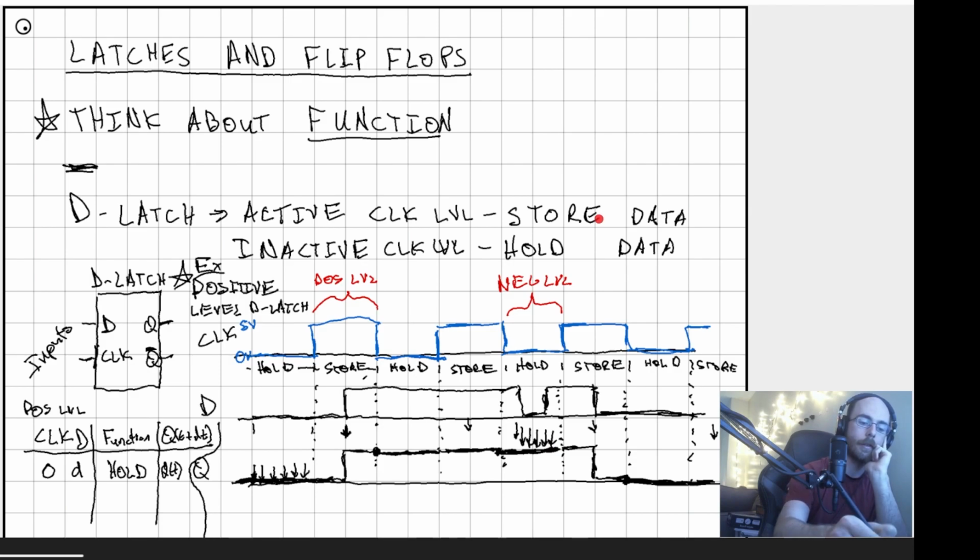That's the first half. Second half is the active clock. So what does that mean in terms of what level it should be? That means it's positive, because we said this is a positive level D latch. So the active clock is 1. We have 2 options for D, 0 and 1, and the function is store for both of these. We store the data. And that means when D is 0, then Q is 0. When D is 1, Q is 1.